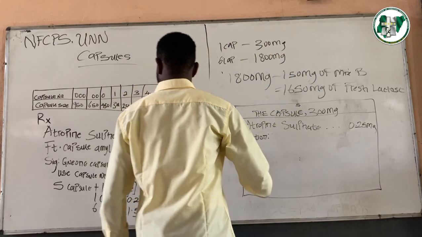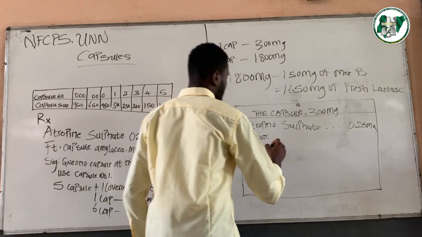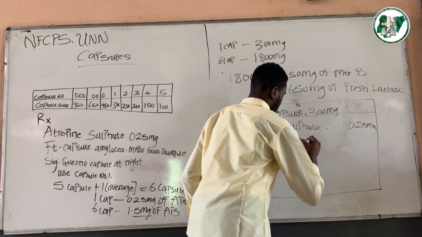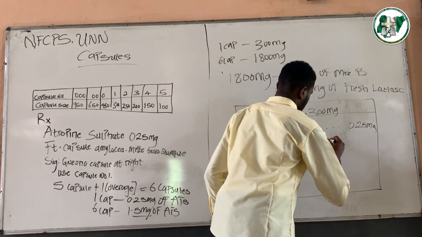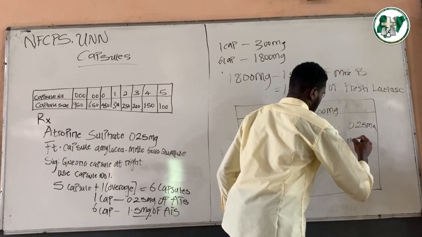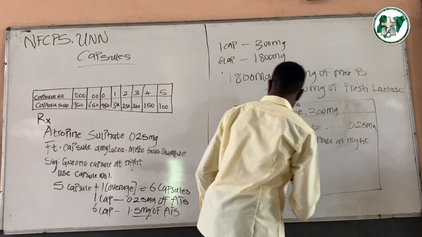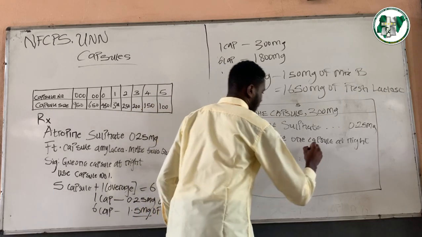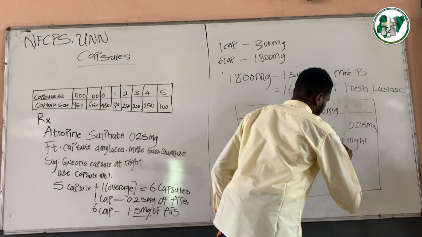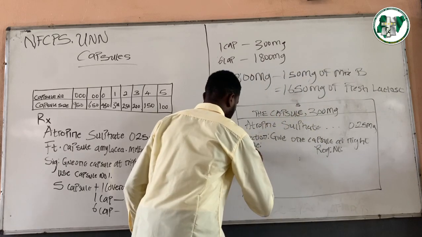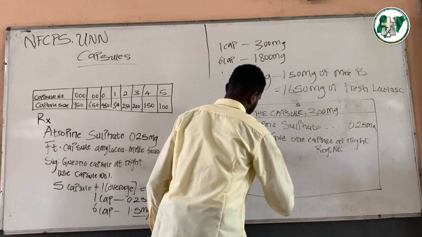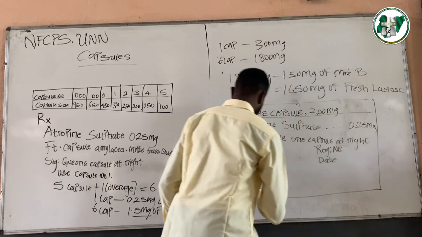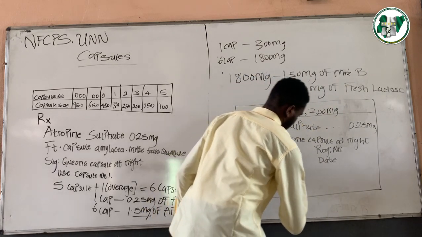Then the direction, you say it. Direction for use: give 1 capsule at night. Then your name, your reg number, the address, the date.